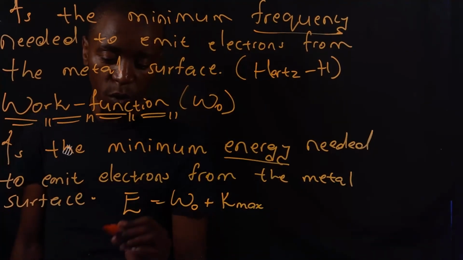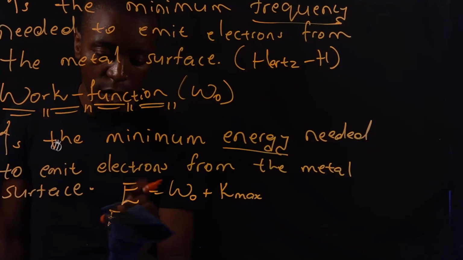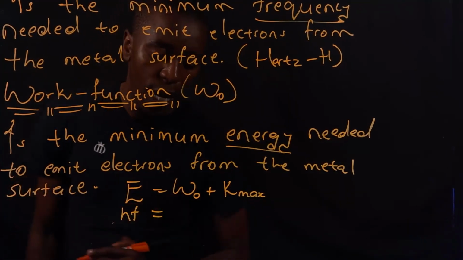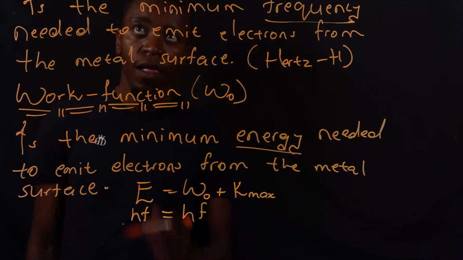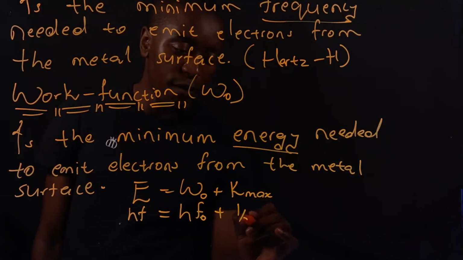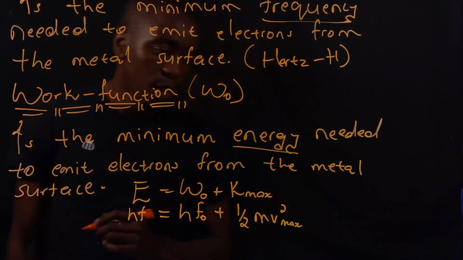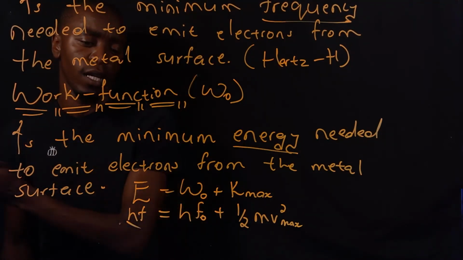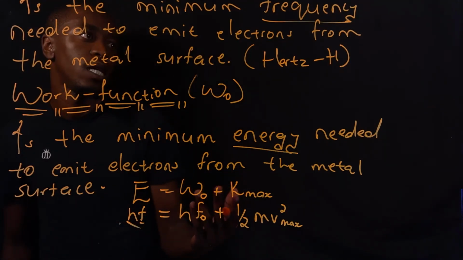We know that energy of a photon, E, is equal to hf, and then work function is equal to Planck's constant multiplied by threshold frequency, plus kinetic energy, which is half mv squared, but this half mv squared is maximum. So what do we mean? Planck's constant is a constant, you can find it in the formula sheet. Frequency, we know how to calculate frequency.